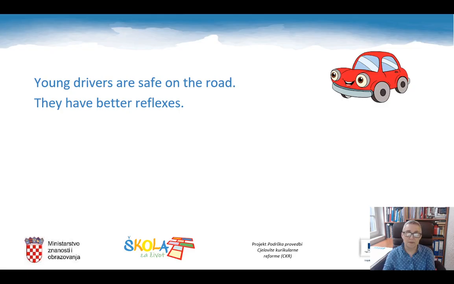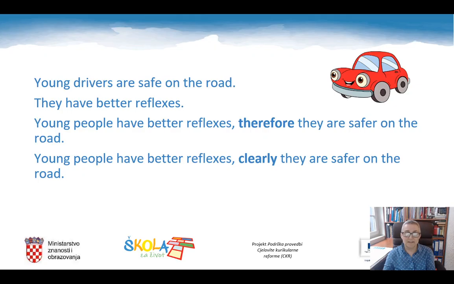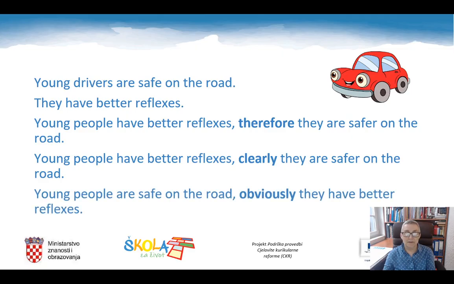Here are a few examples. Young people have better reflexes, therefore they are safer on the road. It may be also something like this. Young people have better reflexes, clearly they are safer on the road. Or maybe, young people are safe on the road, obviously they have better reflexes. As you can see, these words really make the difference.